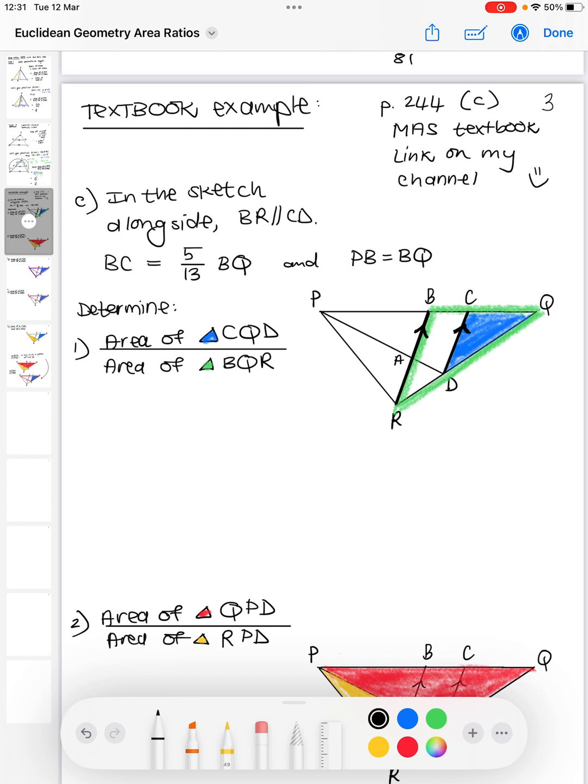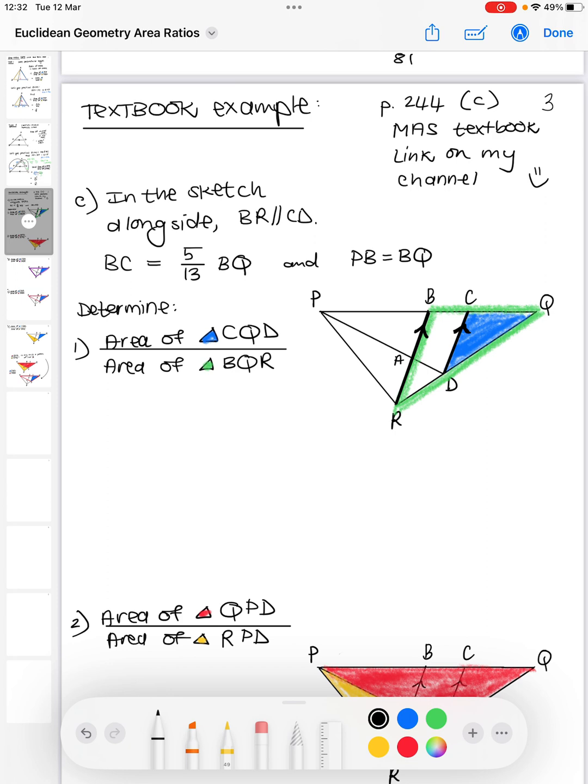So in the sketch alongside we have the following triangle, and it is given to us that the lines BR and CD are parallel. I made that in bold for you just to really see and understand. Also given to us is BC is equal to 5 over 13 BQ, and PB is equal to BQ.